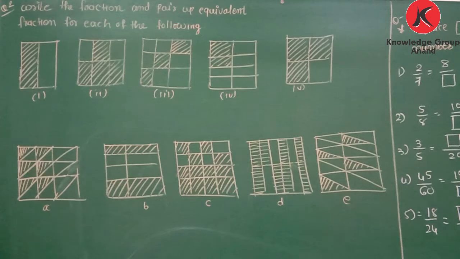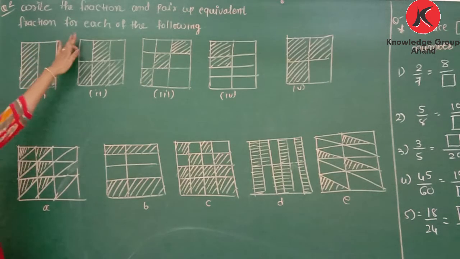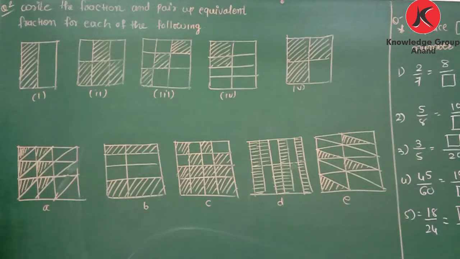Now question number 2. Write the fraction and pair the equivalent fraction for each of the following. Here figures are given and you need to find the fraction for that, and at the last you need to find the equivalent fraction in a pair. So for the first step, find the total parts and shaded parts. The total parts are 2 and in that 1 is shaded. Means we can write 1 by 2.